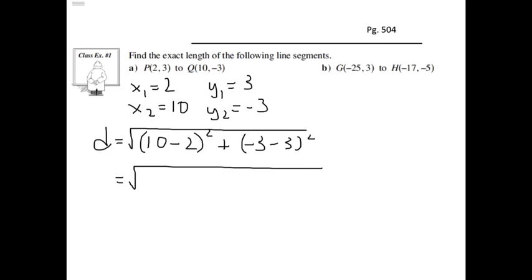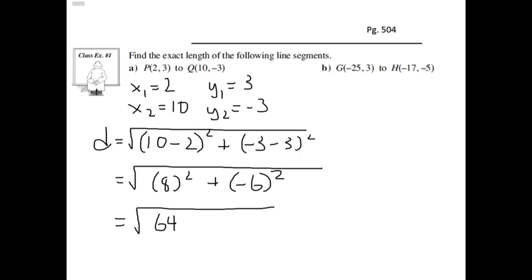So working these ones out, 10 minus 2 is going to be 8, so this is going to be 8 squared. Plus, we have negative 3 minus 3, that's going to be negative 6 squared. Okay, so working these brackets again, 8 squared is going to be 64, and negative 6 squared, in brackets, is going to be positive 36. When you add those two together, you have 100. So this is the square root of 100, which is just simply going to be 10 units for a distance.